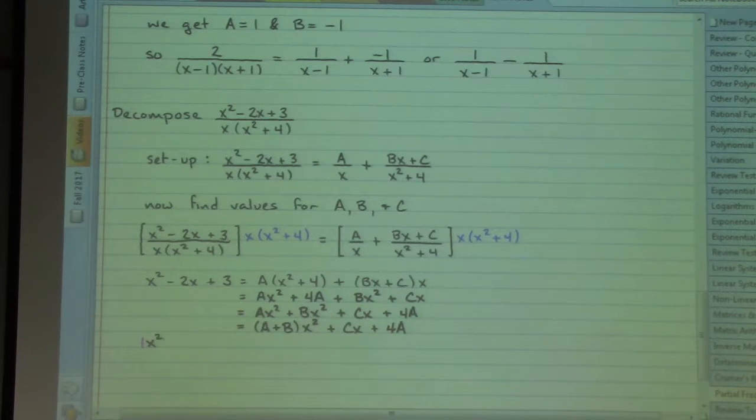1x squared. Over on the right hand side, we've got not a 1, but an a plus b in parentheses in front of our x squared. Minus 2x. So in front of our x term, we've got that orange minus 2. Over on the right-hand side, in front of our x, we have a plus c.